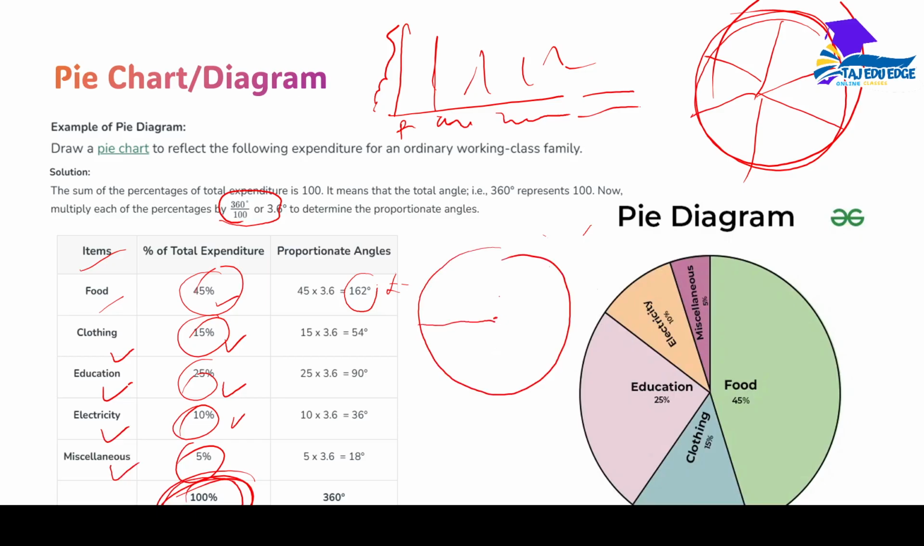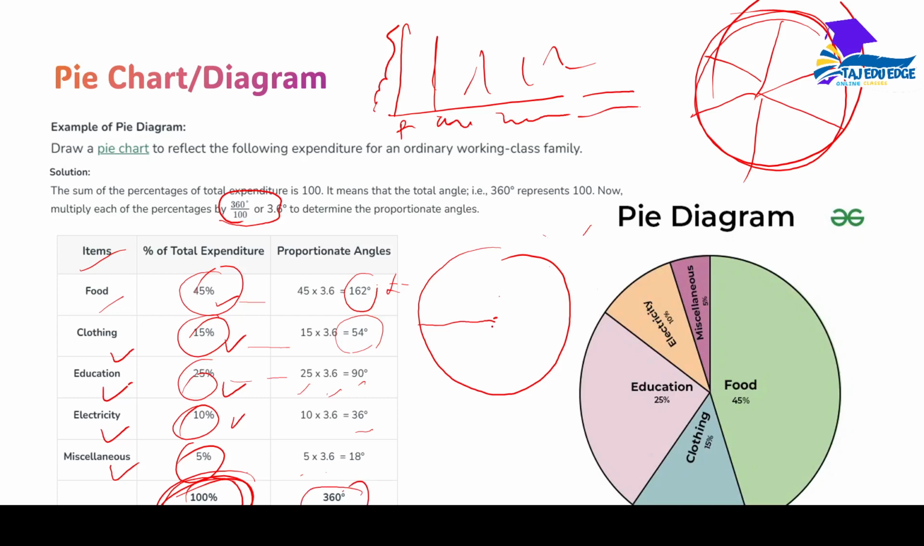Later use a scale and draw a line. After that, based on the proportions which we have calculated, how are we calculating the proportions? For food, 45% into 3.6 degrees is equal to 162 degrees. Later for clothing, it is 15% into 3.6, which is 54 degrees. Later for education, it is 25% into 3.6, that is 90 degrees. Later 10% into 3.6, that is 36 degrees. Later at the end 5% into 3.6 is 18 degrees. The total is 360 degrees. If you are not getting 360, that means you have made some mistake.